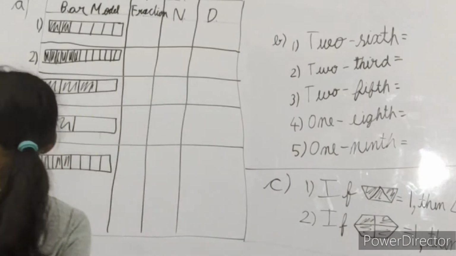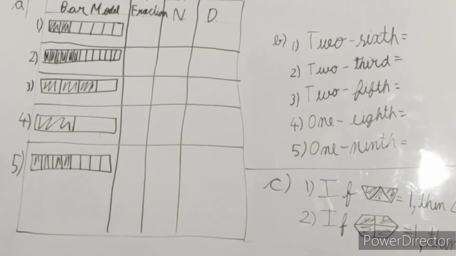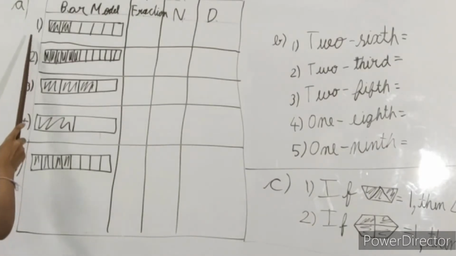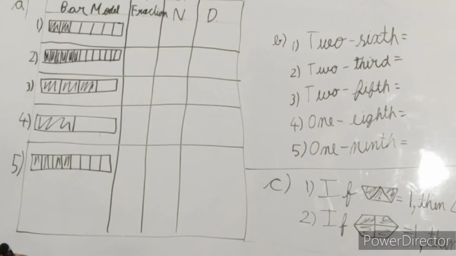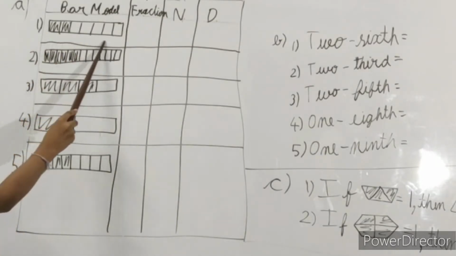Okay. So now I'm going to discuss. If you need more time, you can pause the video right now only. I am aside. Okay. And if you have done, please now check your answers. First, A1. In A1, what do you see the first one? In the first one you see this bar model.